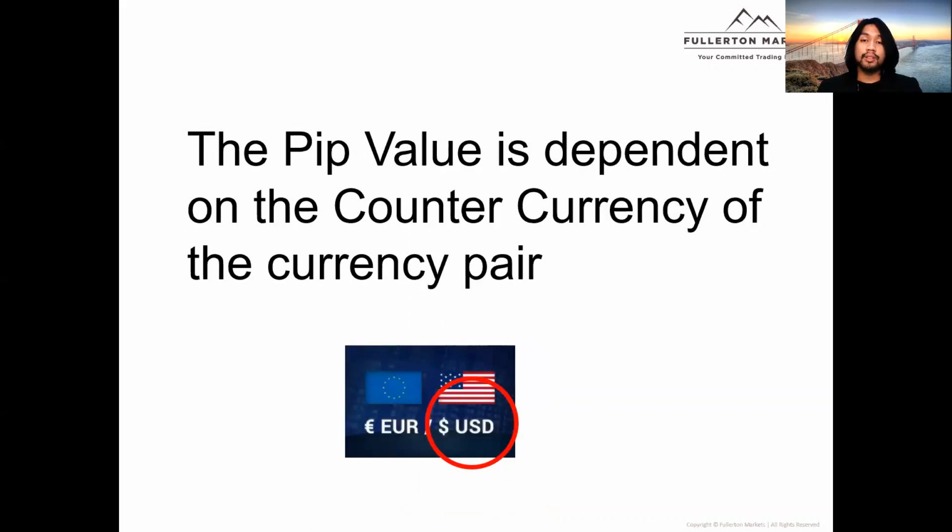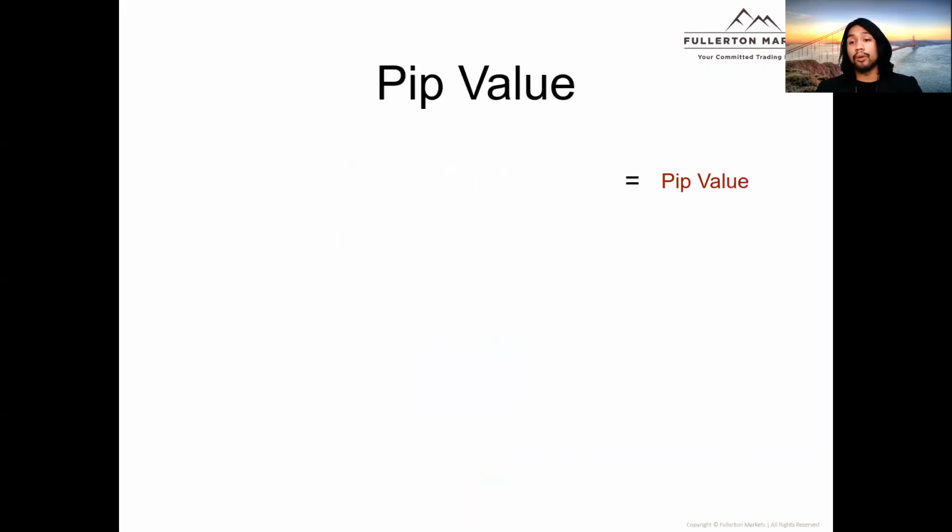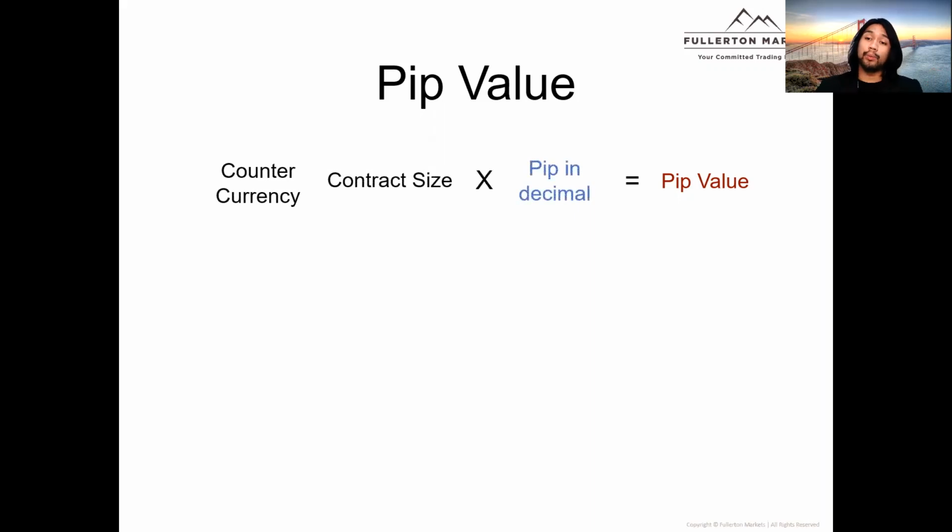So the pip value is dependent on the counter currency in a currency pair. If you remember from our previous videos, on the left of a currency pair we have the base, and on the right we have the quote or the counter currency. In this example we have the euro dollar. On the left the base is the euro, and on the right the counter, which is the US dollar. Now in order to actually get the value of a pip, we need a few things. We need the counter currency, we need the contract size, and we need to know the pip in decimal form.